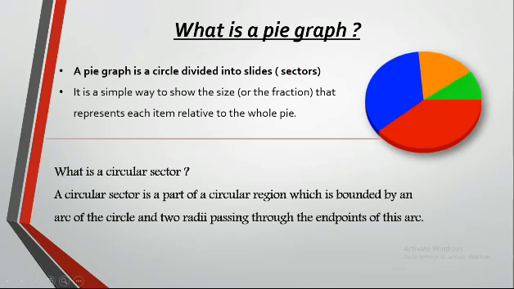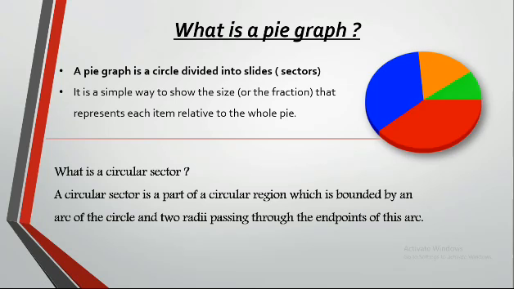What is the circular sector, or what is the meaning of these parts? The circular sector is a part of a circular region, which is bounded by an arc of the circle. Here is the arc of the circle. Let's take the blue one for an example. Here is the arc of a circle, this one, and two radii passing through the endpoints of the arc. Supposed to be here, the end of the first radius, and the end of the second radius supposed to be here to end the arc. Like this, we understand about the pie graph itself.